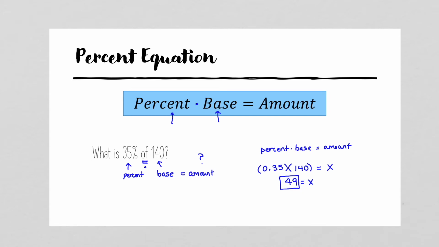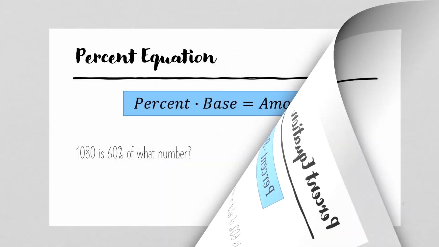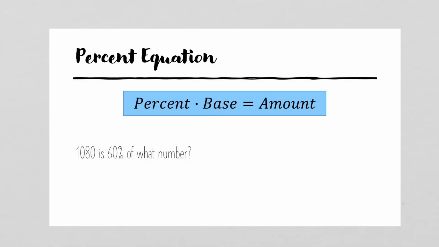Let's take a look at another use of the percent equation. Suppose I have the question, 1,080 is 60% of what number? Again, I'm going to use the percent equation to solve this simple question. But first I'm going to identify the percent, the base, and the amount. Remember, keep in mind we always take a percent of a base, and so we're looking for the word of, and that's going to be our multiplication. So in our question, 1,080 is 60% of what number? I identify my of, that's my multiplication.